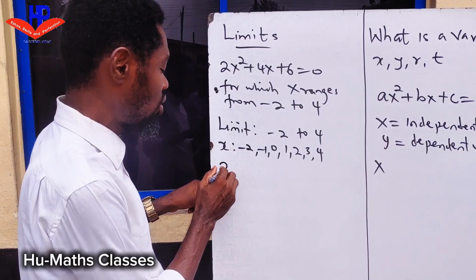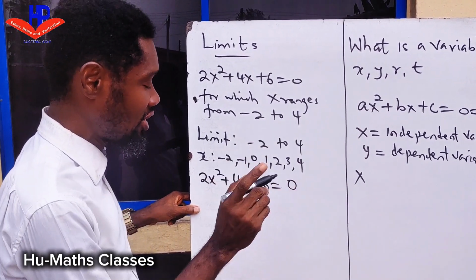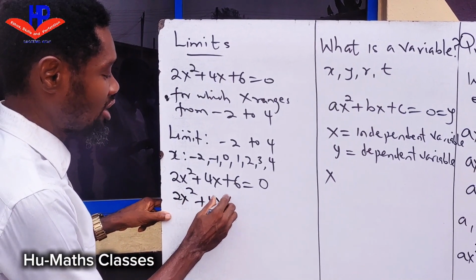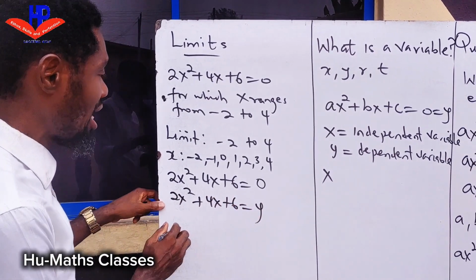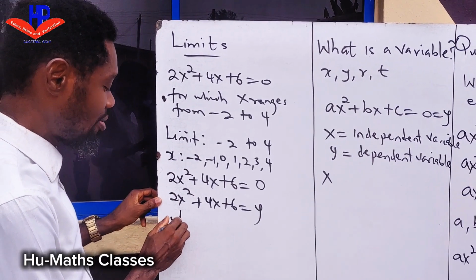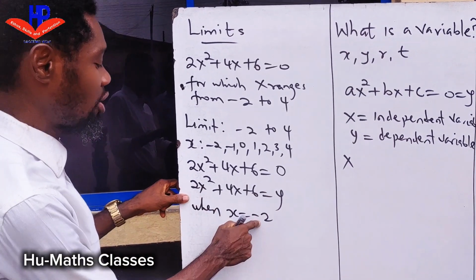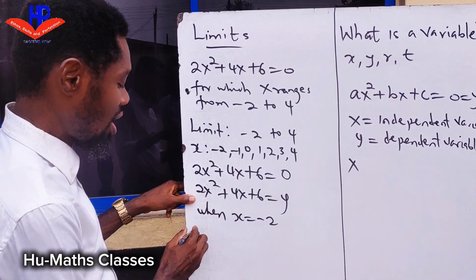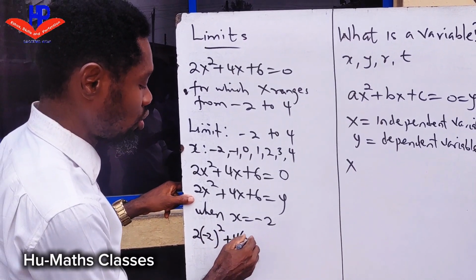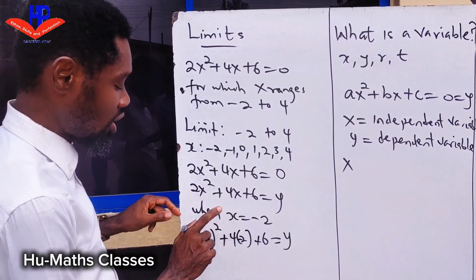Now we're given 2x squared plus 4x plus 6 is equal to 0. In this case, I'll be equating it to y. 2x squared plus 4x plus 6 is equal to y. So when x is -2, I'll only deal with that for today. When x is -2, what are we going to have y to be? So I'm going to replace -2 in the place of x. So I'll have 2 into -2 raised to the power 2 plus 4 into -2 plus 6 is equal to y. -2 raised to the power 2 is 4.